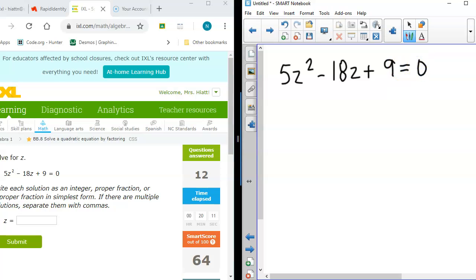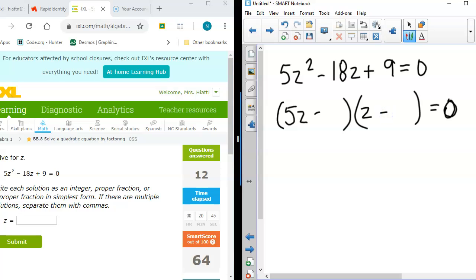And what makes this problem more difficult is you have a number in front of your z squared. So for this problem, we're still going to factor like we were doing. We're going to have a 5z times z. But we're going to have to do a lot more guess and check with this because of the numbers I can multiply to get 9. Notice I've got a positive right here with the 9, which tells me the signs have to be the same. My 18 is negative, which tells me both of these signs here have to be negative.